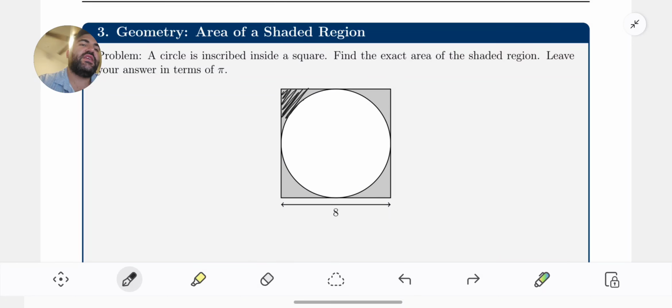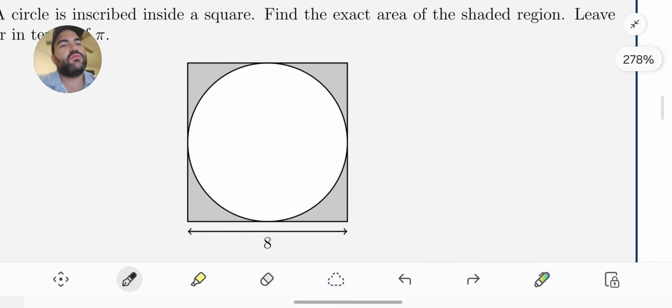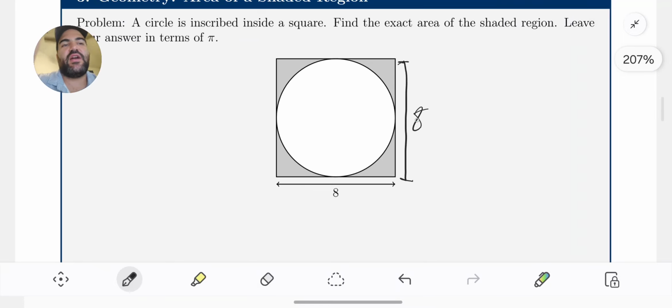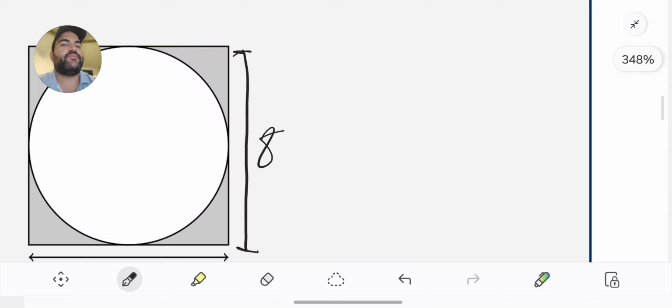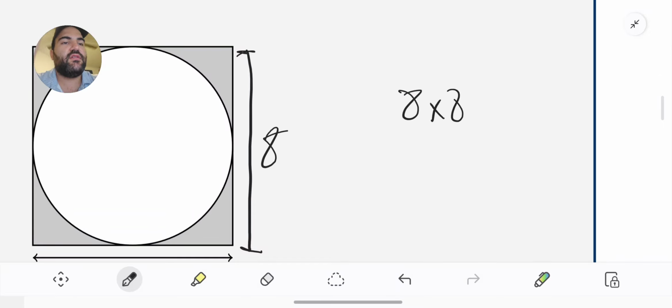So from what I'm seeing, we definitely should find the area of the outer, which is the square. So imagine finding the area of this square first. And then we should subtract the area of the circle, which is the inside. So we're going to find the area of the square first. If it's a square, that means this is also 8. If you ever see a box figure, it's just length times width. So 8 times 8 is the area of the square, which is 64.